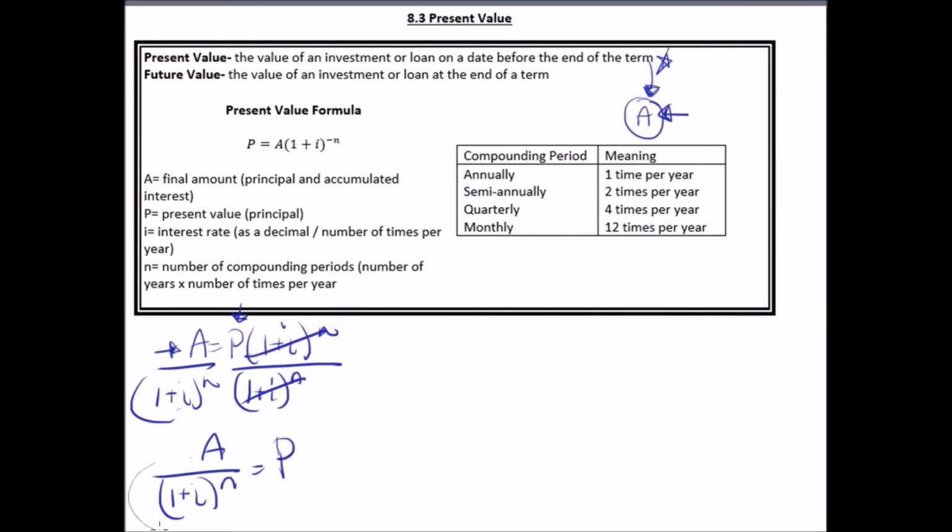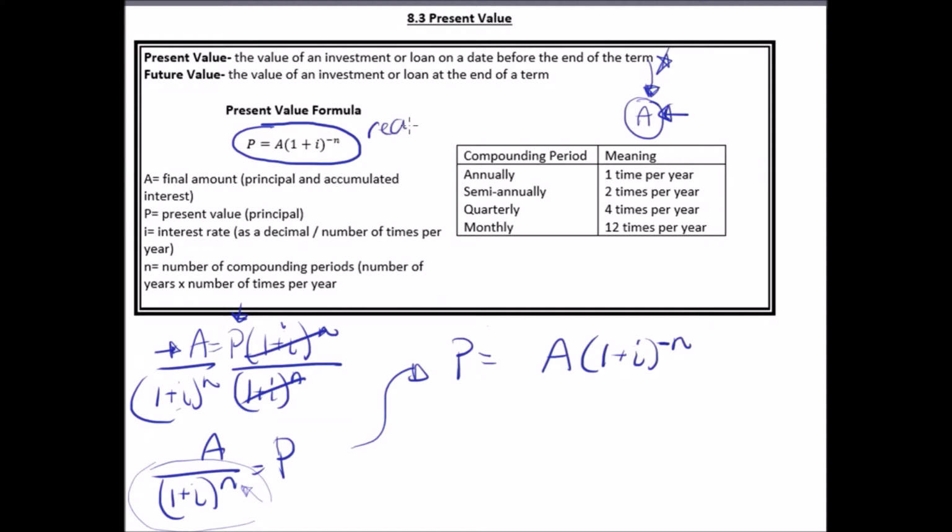But we know when we have an exponent in the bottom, we can raise it to the top. Let's go P equals A, and we can raise this (1 plus i) to the n to the top by making that exponent negative. We know that from exponent laws. So this is the same formula as the amount formula for compound interest. The only difference is that it's rearranged.